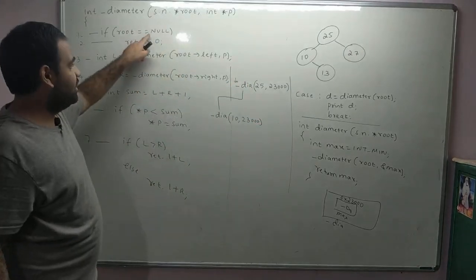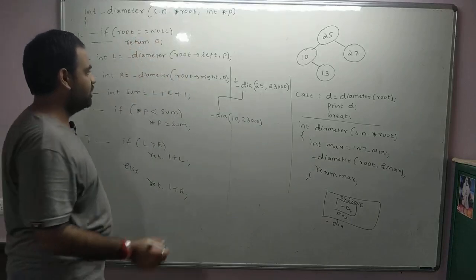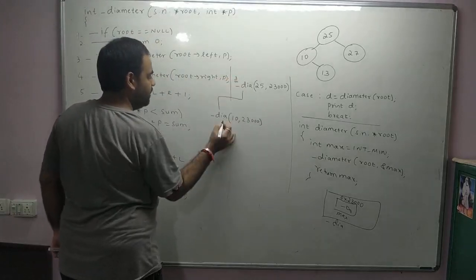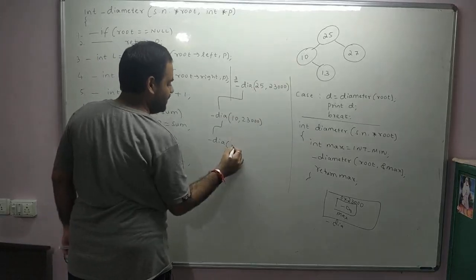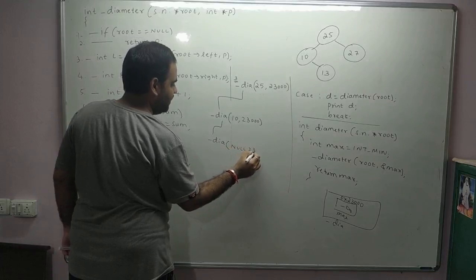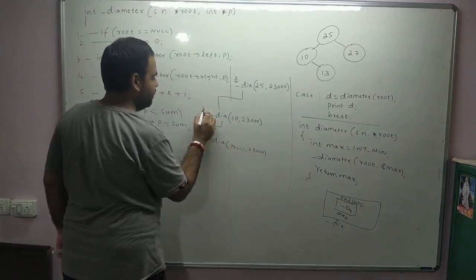Go back, is 10 equal null? No. Again you execute line number 3, and what does line number 3 say? _diameter of 10 arrow left. What is 10 arrow left? Null, comma 23,000, and the return line number is 3.